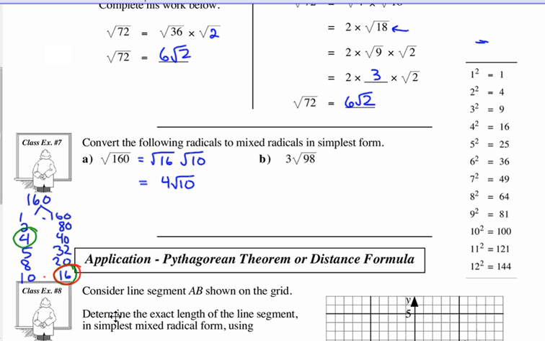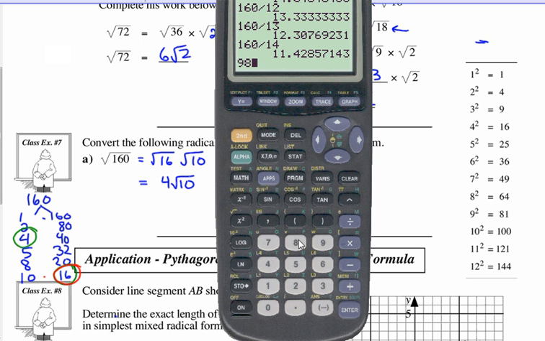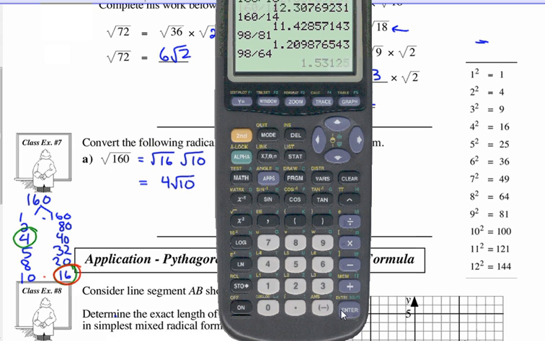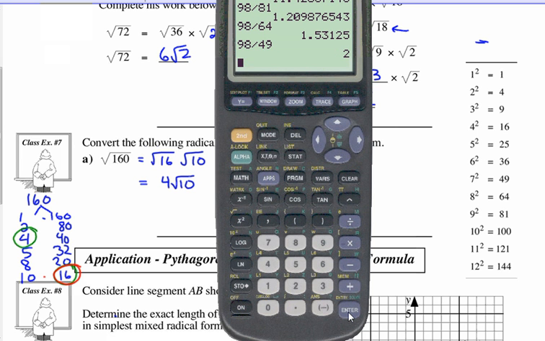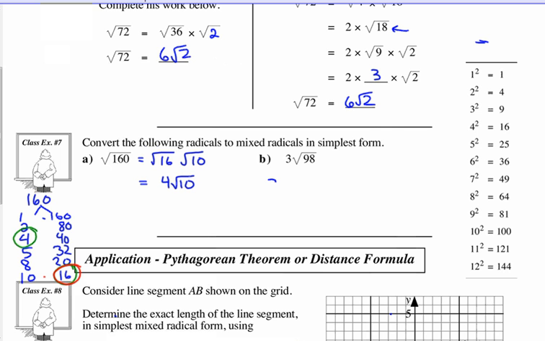So next guy, 3 root 98. So 98 is who we need to break down. So we want to find the largest perfect square that will go into 98. The first number smaller than it is 81. So then we'll try 64 and then 49. And 49 is our go-to. So we're going to write it as 3 times root 49, put the perfect square first, times root 2.